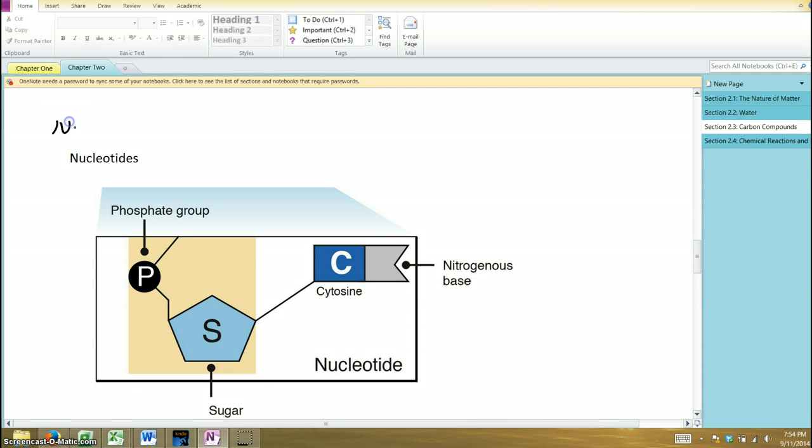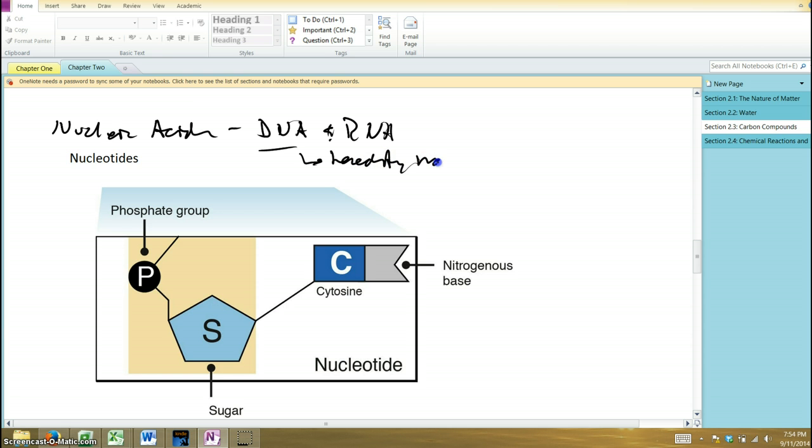Another type are nucleic acids. Nucleic acids, the examples being DNA and RNA, which we're going to talk about a lot more later. And we talked about in the first chapter, of course, how DNA is essentially the hereditary material that you find in living things. We'll talk later about RNA, a variation on DNA.